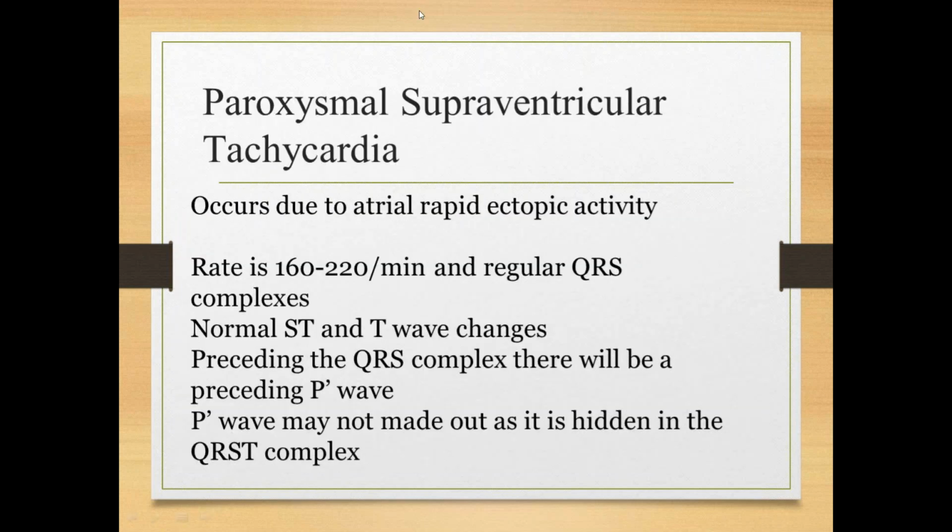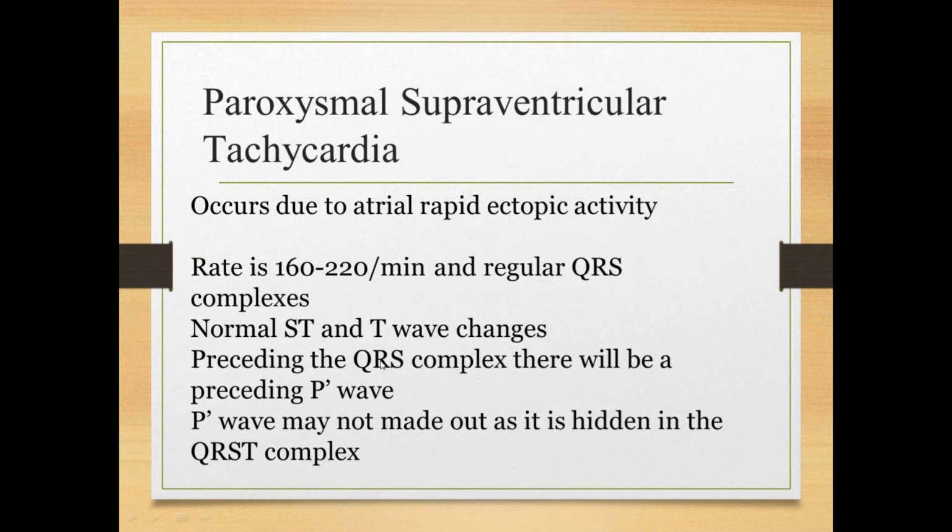Now coming to paroxysmal supraventricular tachycardia. This is also known as PSVT. So it occurs due to the atrial rapid ectopic activity. The rate here is between 160 to 220 per minute, and there are regular QRS complexes here. Normal ST and T wave changes also.